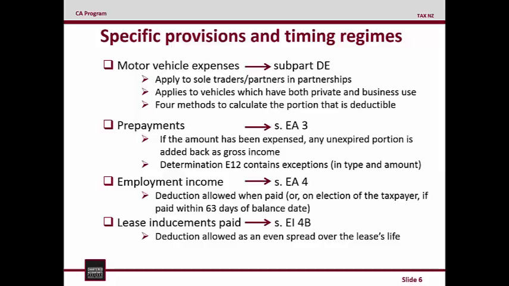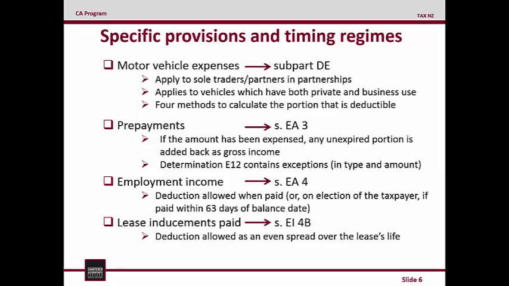Subpart E sets out the timing provisions, which contain specific rules about when a deduction can be taken rather than if. Some key issues are: for prepayments, the full amount paid is able to be expensed so long as the amount that relates to future income years is added back into the taxpayer's gross income. This has the same effect as allowing the taxpayer to apportion their expenditure.